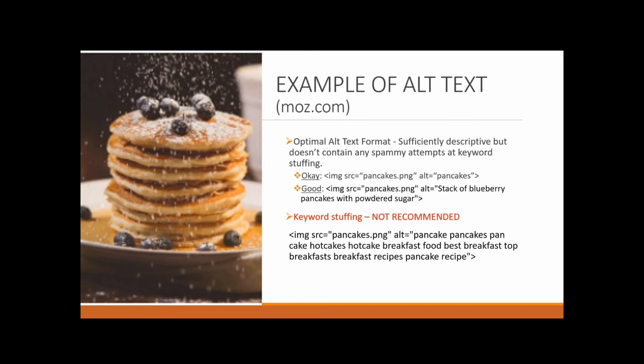The first one is okay. It just says it's pancakes. The next one is good. Stack of blueberry pancakes with powdered sugar. That better describes the product. But not recommended is keyword stuffing. We used to do this because you wanted every conceivable keyword that would bring up your website in Google. For instance, pancake, pancakes, pancake, hotcakes, etc., etc. Anyway, don't do that.